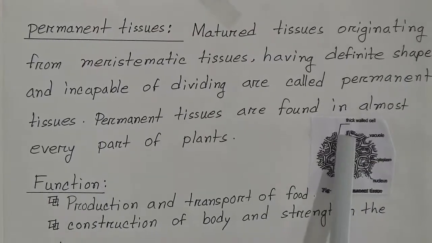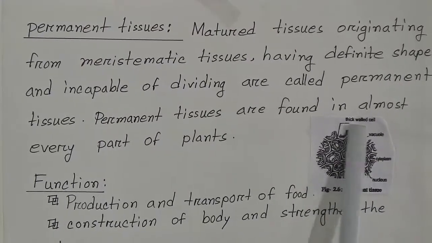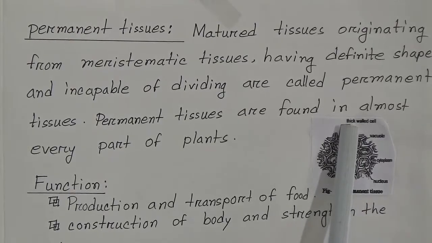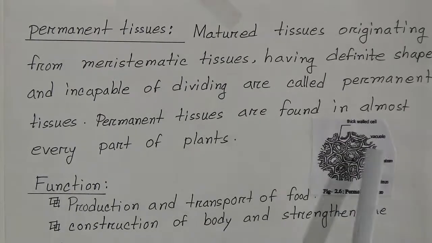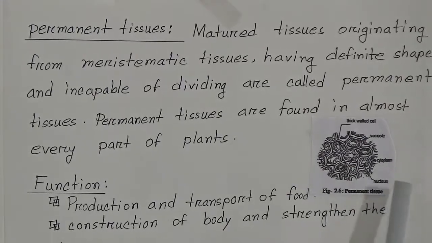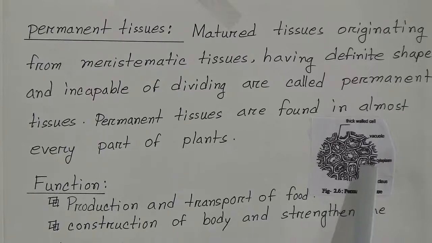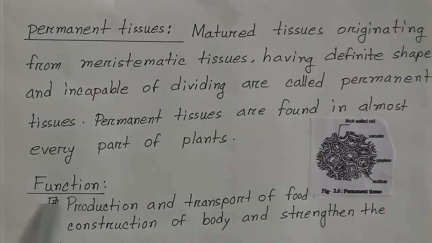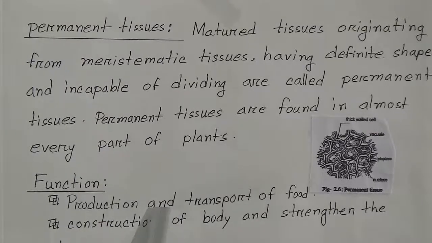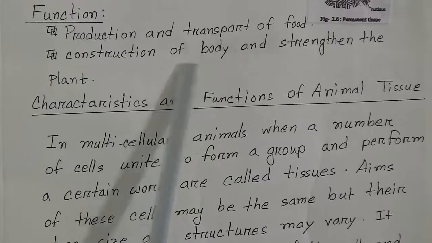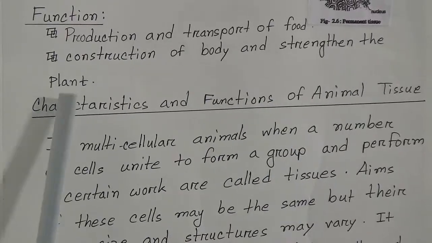You can see this tissue's cell wall is very thick, not like our meristematic tissue picture. And this is the cell vacuole and this is the cytoplasm and in the center of this cell is the nucleus. Function. Production and transport of food, construction of body and strengthening the plant.